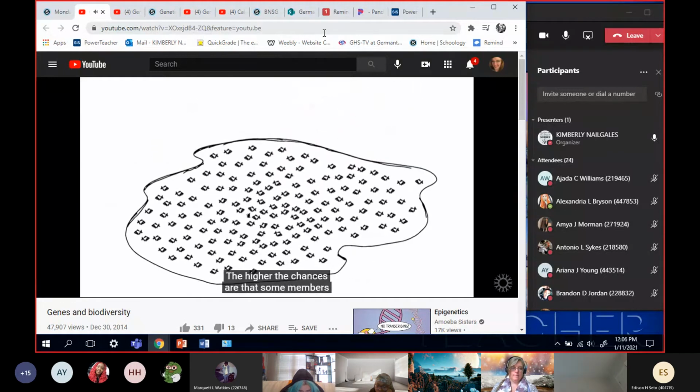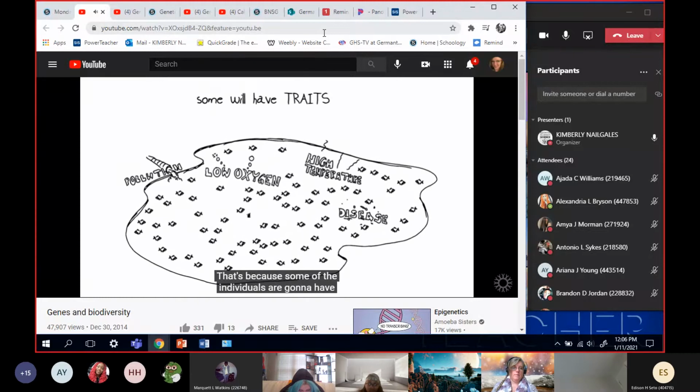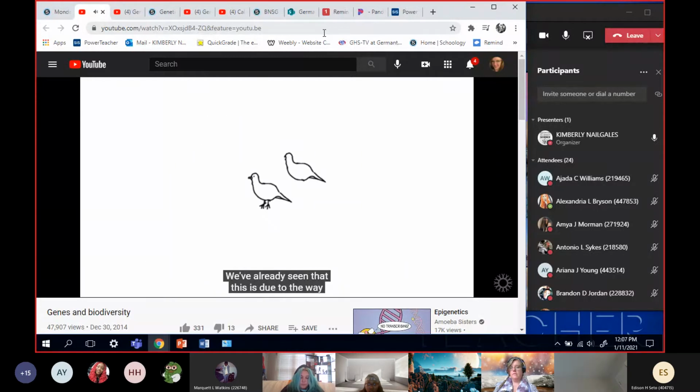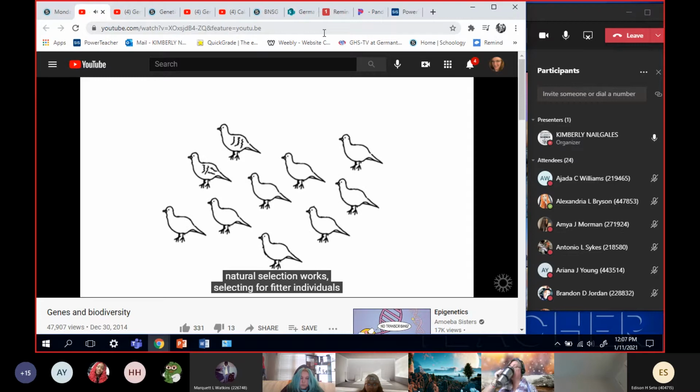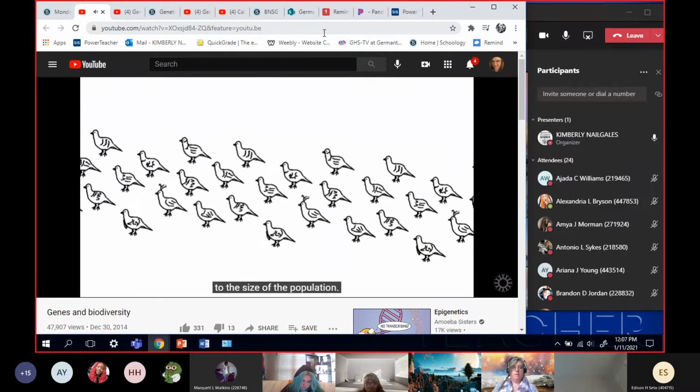The higher the chances are that some members of the population will survive or even flourish in times of environmental change and challenges. That's because some of the individuals are going to have traits that make them resilient in the face of changes in the environment, more resistant to disease, and more able to survive changes in climate, and so on. We've already seen that this is due to the way natural selection works, selecting for fitter individuals that pass on their beneficial characteristics. But now we're going to tie that concept to the size of the population.